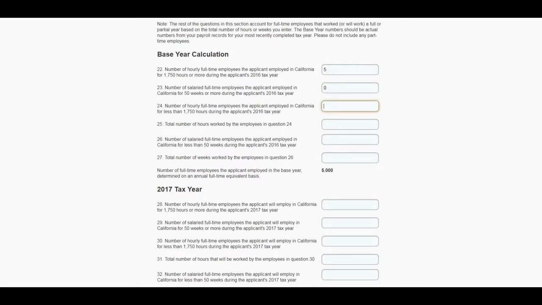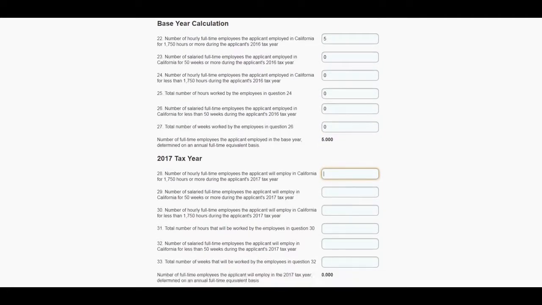Since no hourly employees worked less than 1,750 hours and it had no salaried employees, Widget enters in zeros for questions 24 through 27. The bolded number below question 27 is the annual full-time equivalent calculation. Based on Widget's information, the AFTE for 2016 is 5, since 5 employees worked the entire year.